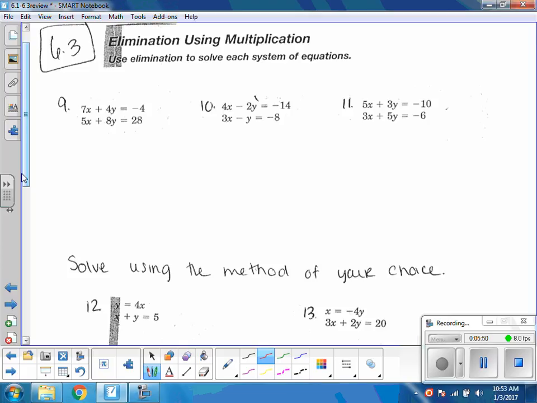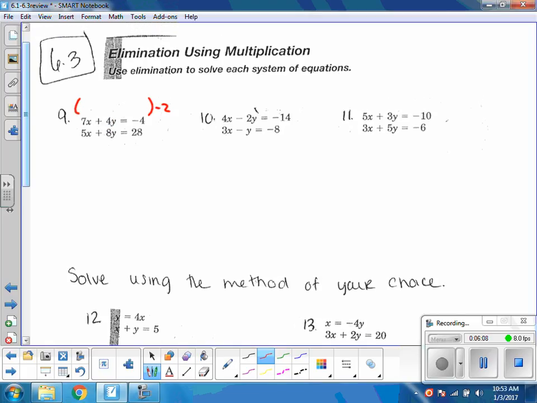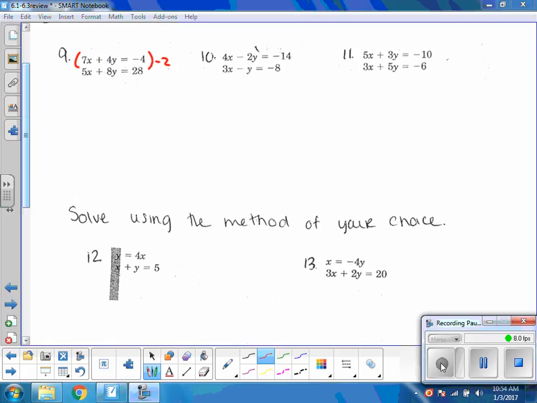Oh, this one, yeah, I'm going to do it that way, but I'm going to have to do some multiplying first. So when I look at number 9, I can change my x's, but that means I'm going to have to multiply the top by 5 and the bottom by 7 to get them the same. So what I'm going to do is change my top equation, and multiply everything by -2, because I want to change this 4 into a -8. So when I add them together, they cancel out. So when I multiply everything by -2, I end up with -14x minus 8y equals 8.